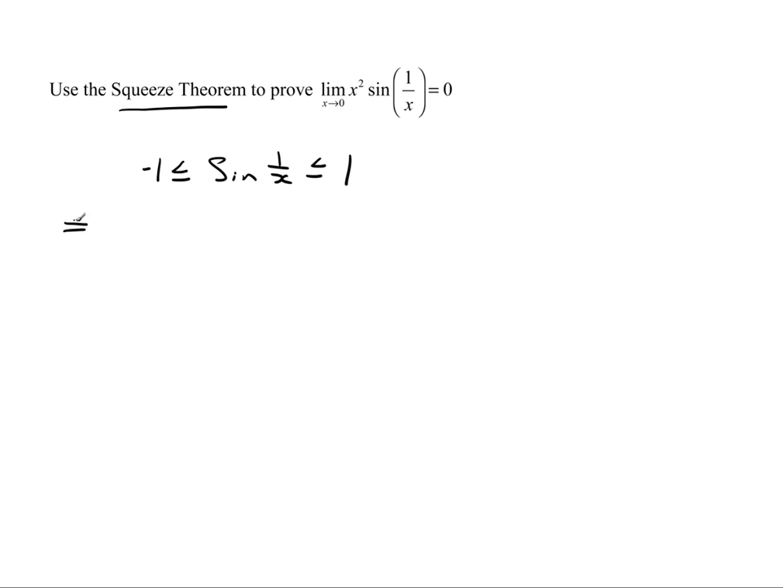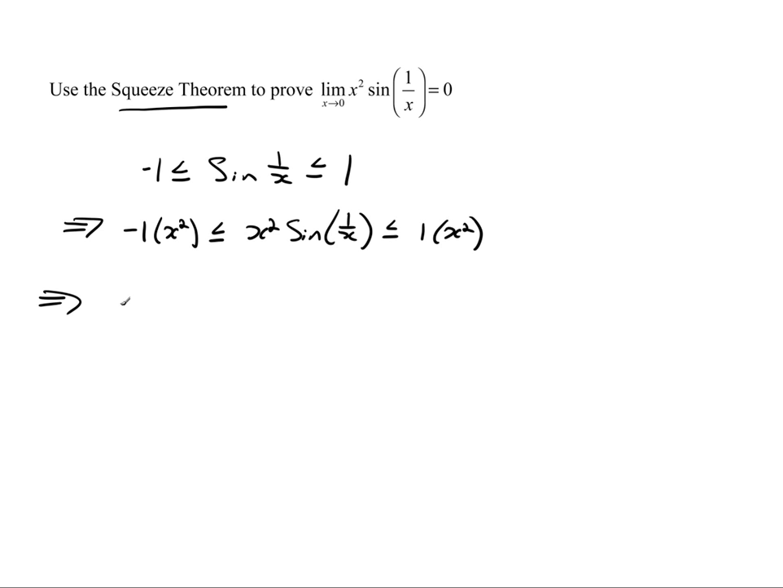That would then also imply that -1 times x squared is less than or equal to x squared times sine of 1 over x, which is less than or equal to 1 times x squared. Now, this is true because the x is squared. Since the x is squared, this is always positive, because if you multiply by a negative number, the direction of the inequalities could change on you. So because x squared is always positive, I know that this is a safe thing to do.